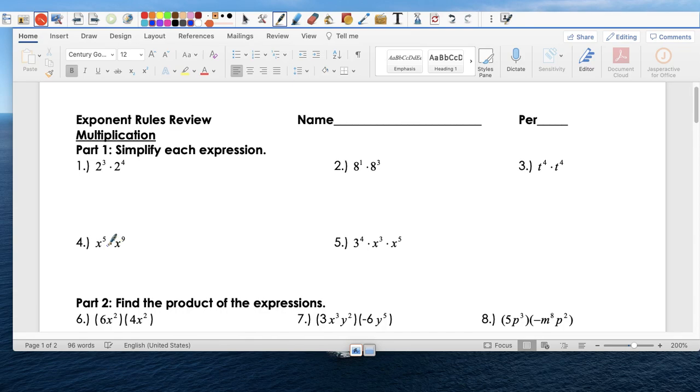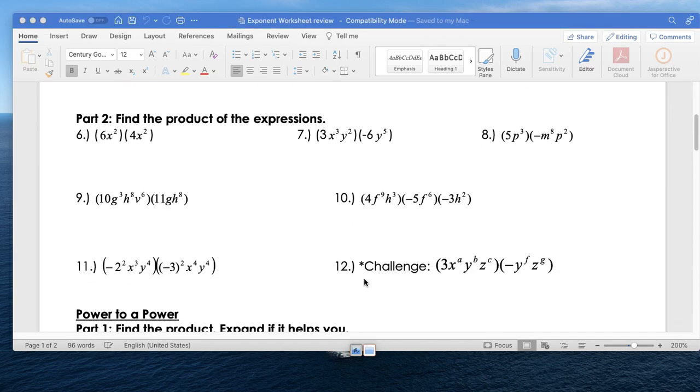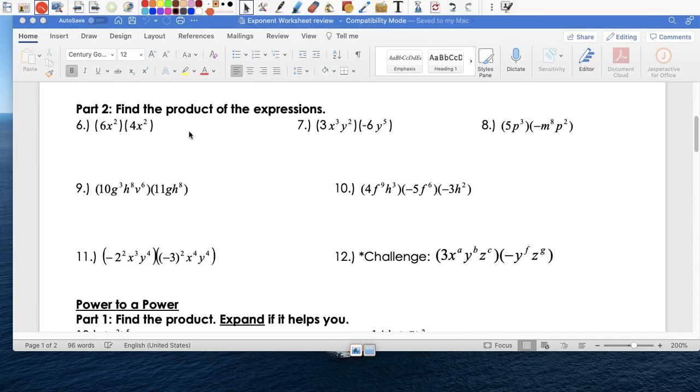Number 4, x to the fifth times x to the ninth. And again, the bases are the same, so we can add the exponents. We get x to the 14th. Right? Pretty simple. Same thing here. Not much of a change, but I don't like that they put the parentheses here.